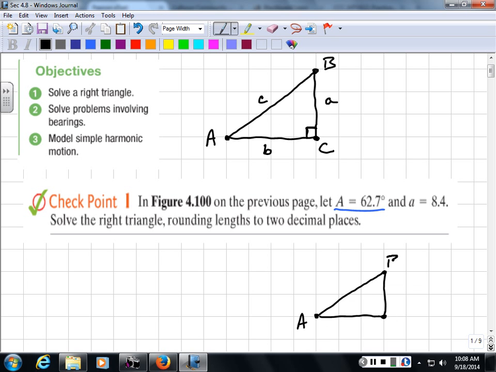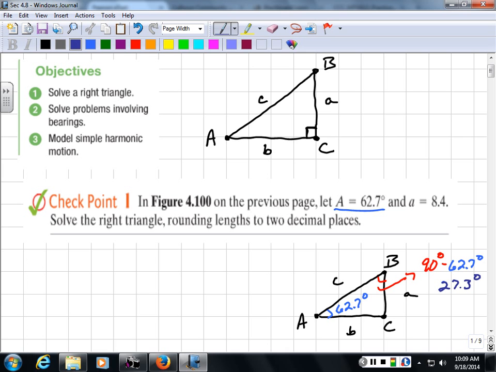So A, B, C, little a, little b, little c. And if A is 62.7 degrees, that means that angle B right here is going to be equal to 90 minus 62.7 degrees, because they are going to be complementary, because angle C is 90 degrees. So this is 90 minus 62.7 degrees, and that's going to give me 27.3 degrees.